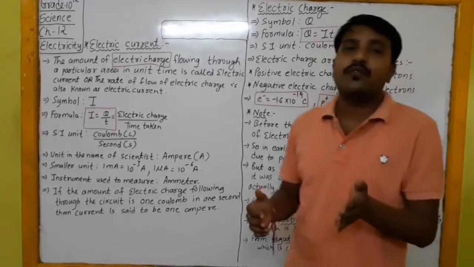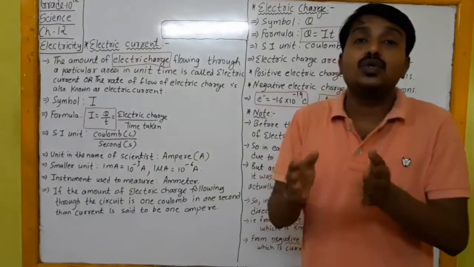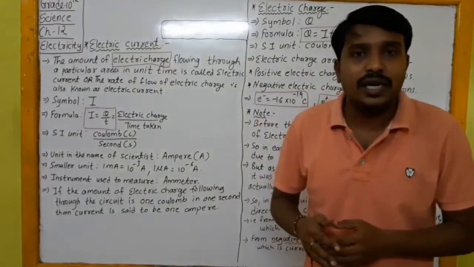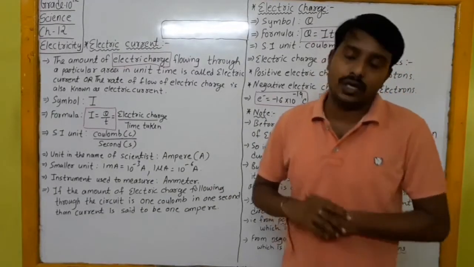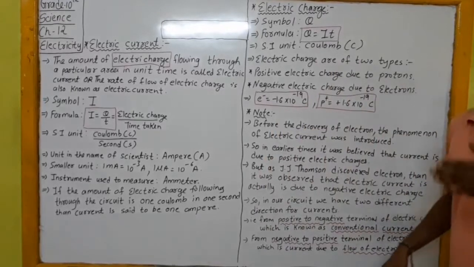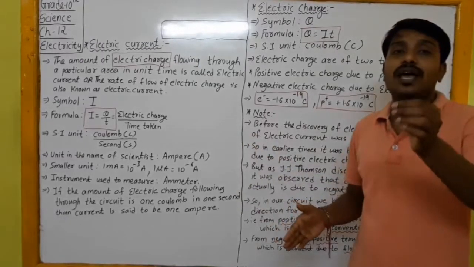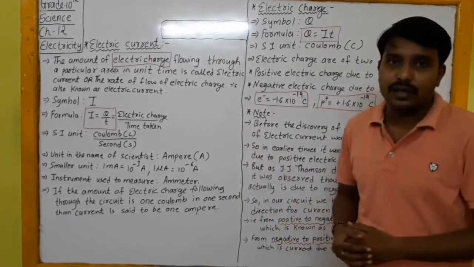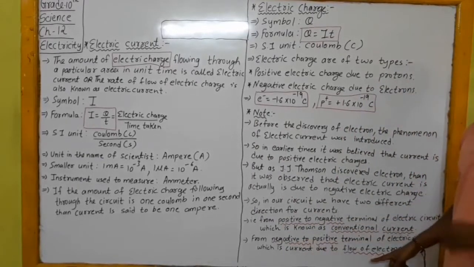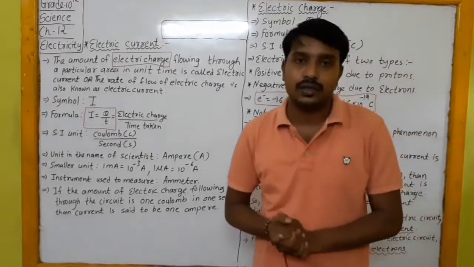The first direction will be from the positive terminal to the negative terminal, and that will be due to protons, due to positive electric charge present in the circuit, and that current is known as conventional current. So in our circuit, two types of current are flowing: one from the positive terminal to the negative terminal, known as conventional electric current, and the other moving from the negative terminal to the positive terminal of the battery, that is your actual electric current, which is because of negatively charged electrons.